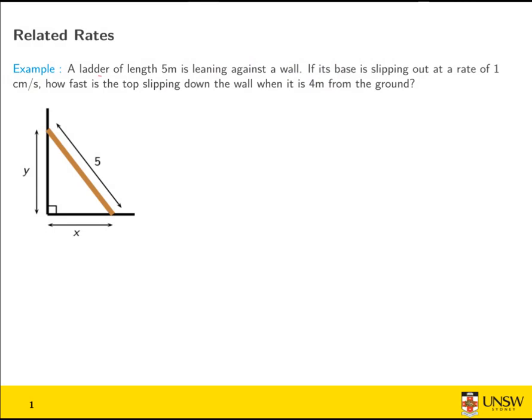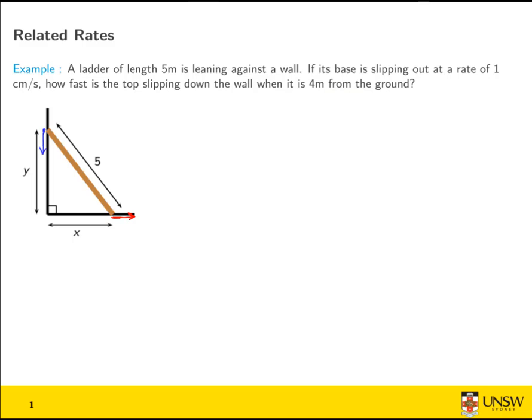So a ladder of length 5 meters is leaning against a wall. There it is. If its base is slipping out at a rate of 1 centimeter per second, so this is going this way, how fast is the top sliding down the wall when it's 4 meters from the ground? So this point is sliding down.